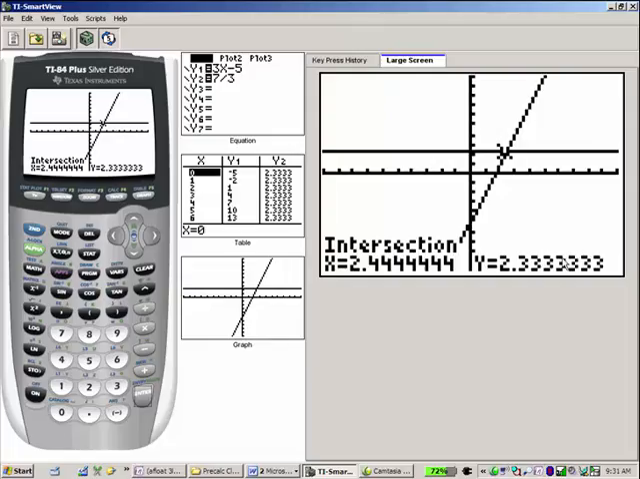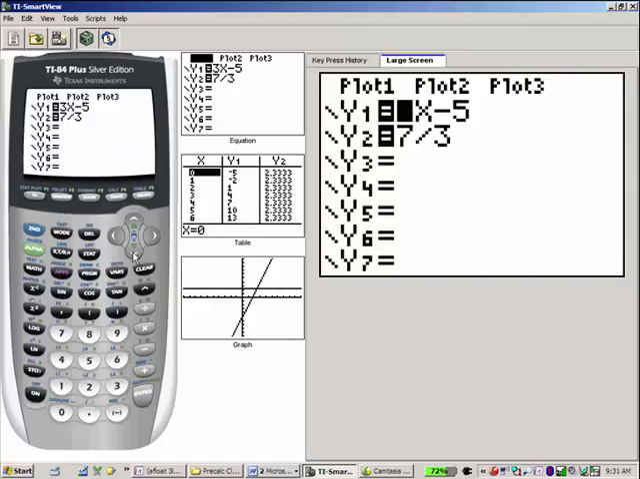Wait, what are we trying to find out? No, I did this wrong. I'm trying to figure out when this is equal to 2, not 7/3. I want the answer to be 7/3. Keith, sorry.